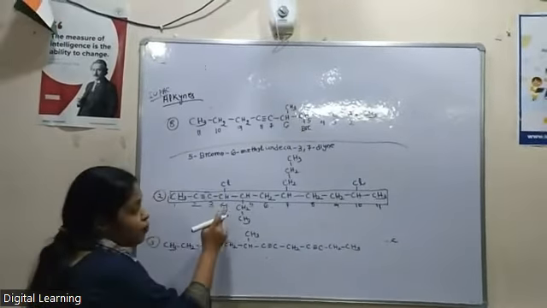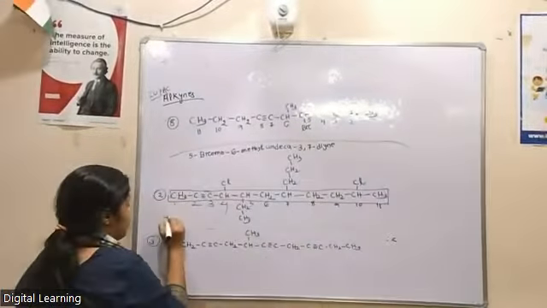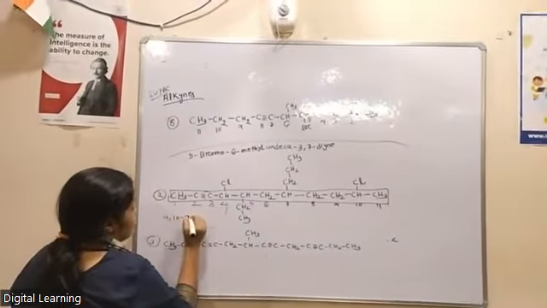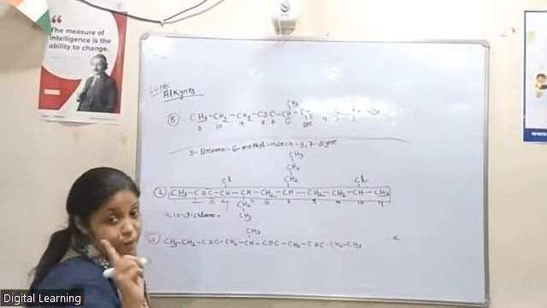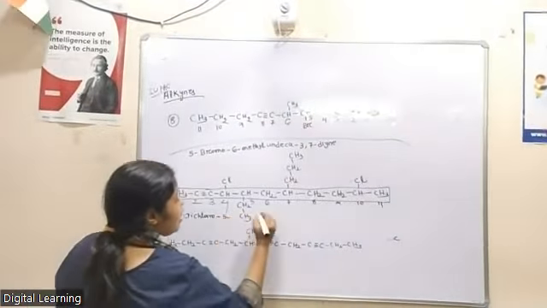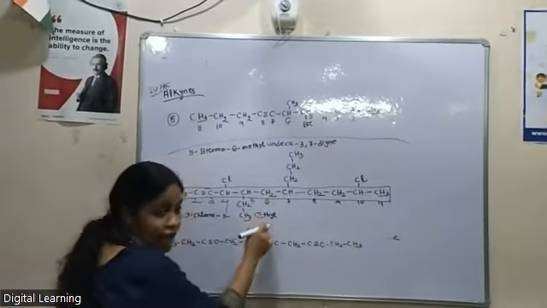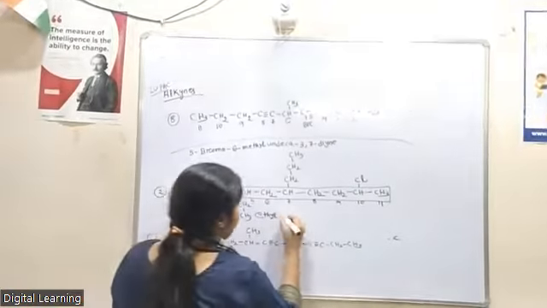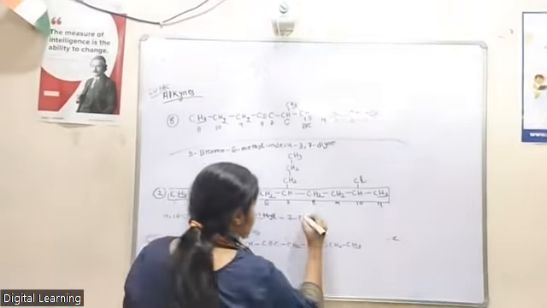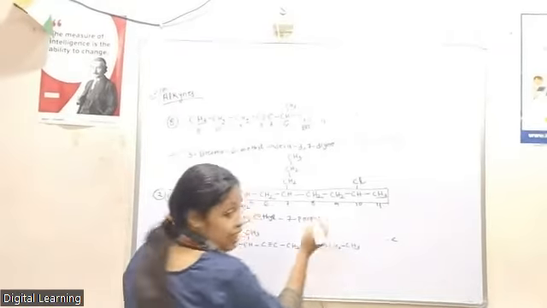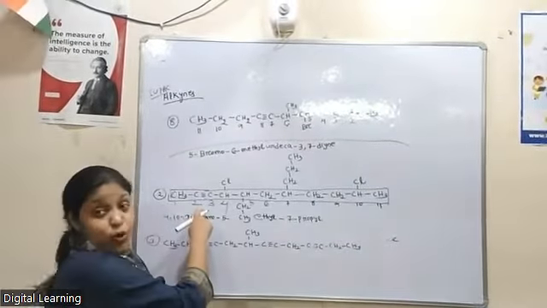So we will write 4,10-dichloro, then 5-ethyl, then propyl, then undec-2-yne. Not deca, undec-2-yne.